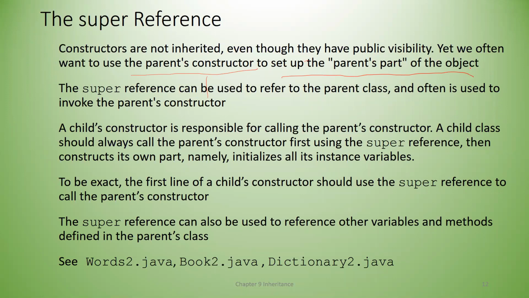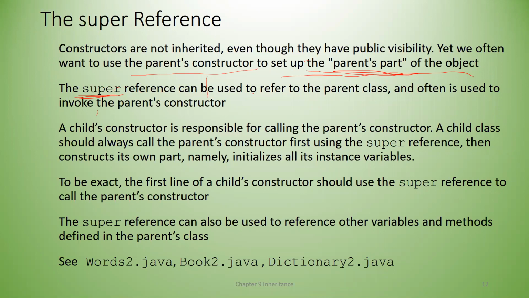So as a child, you do inherit your parent. You inherit the attributes, you inherit the behavior. So when you construct a child, you want to construct the parent part first, and then add to that, right? That's the child part. Because you cannot inherit the constructor, how do you construct the parent part? We use the super reference.